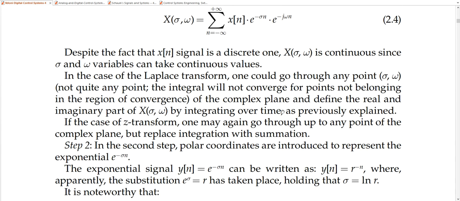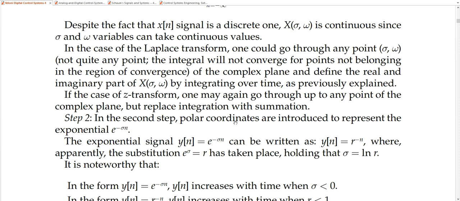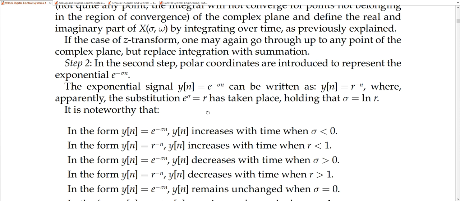So if you are going to read this one, this is a good explanation about the Z transform.